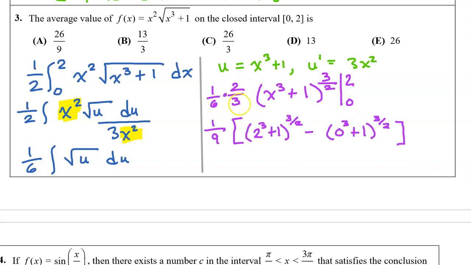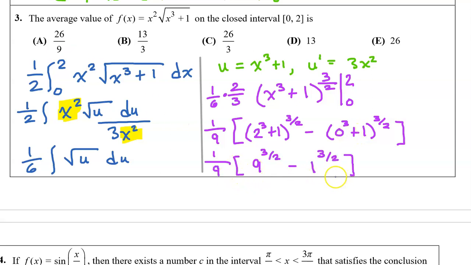1/6 times 2/3 simplifies to 2/18, which reduces to 1/9. And then on the inside, we have the value at 2 minus the value at 0. 2 to the third power is 8, plus 1 is 9. And of course, 0 to the third power is 0, plus 1 is 1.